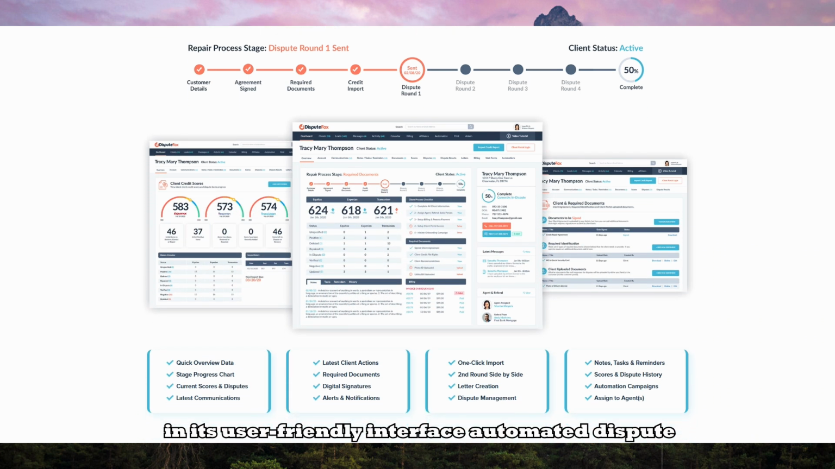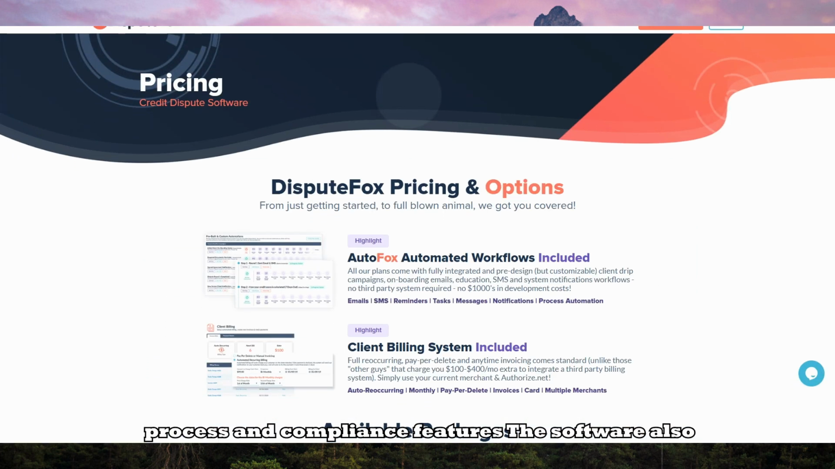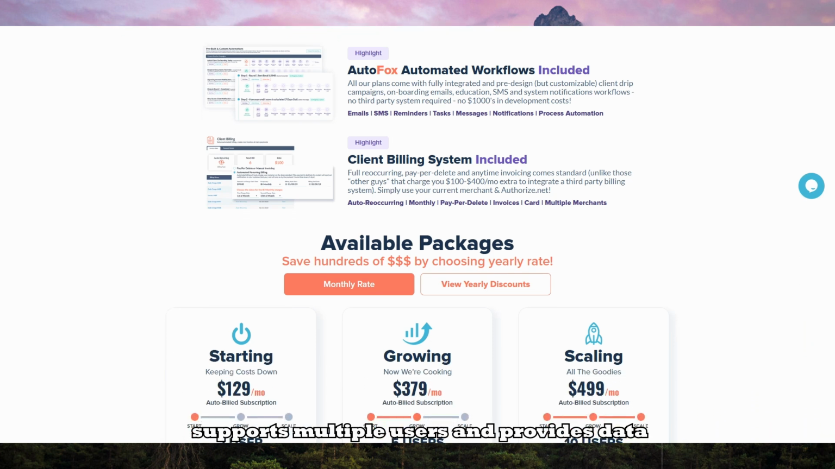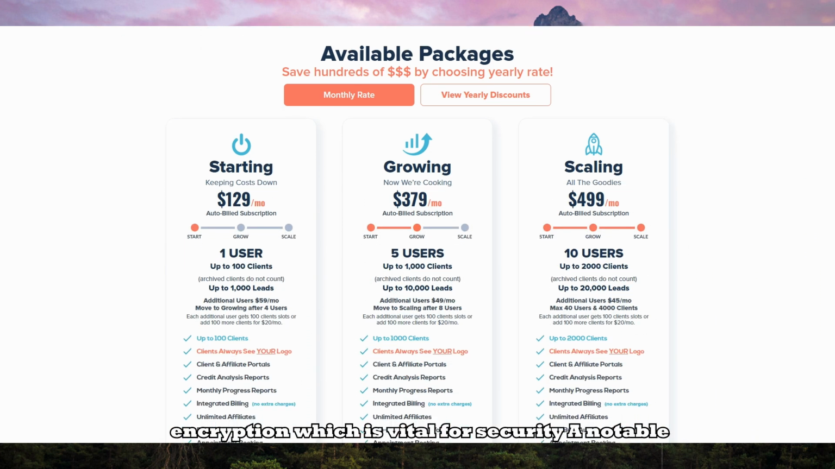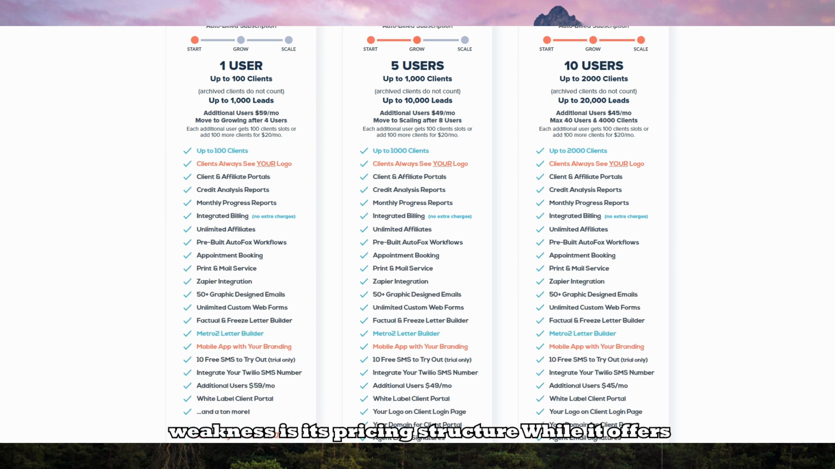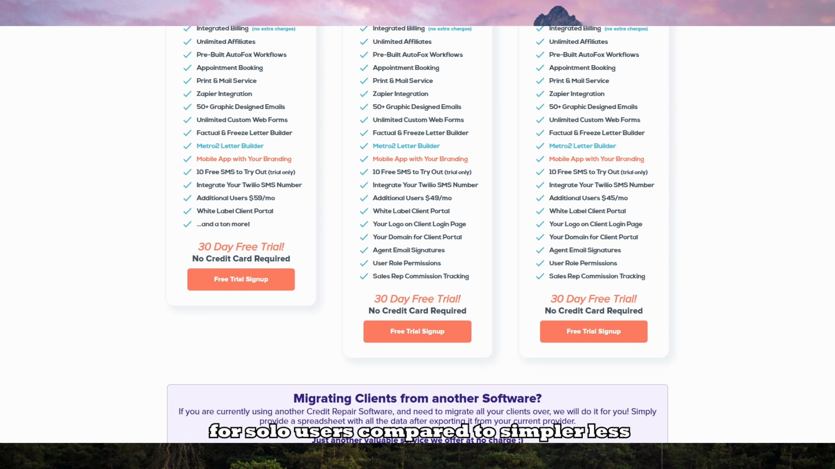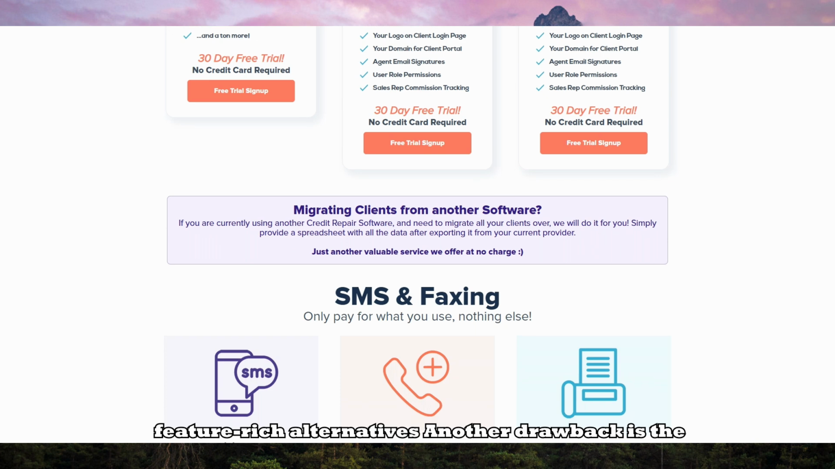Strengths lie in its user-friendly interface, automated dispute process, and compliance features. The software also supports multiple users and provides data encryption, which is vital for security. A notable weakness is its pricing structure. While it offers different tiers, it can become relatively expensive for solo users compared to simpler, less feature-rich alternatives.